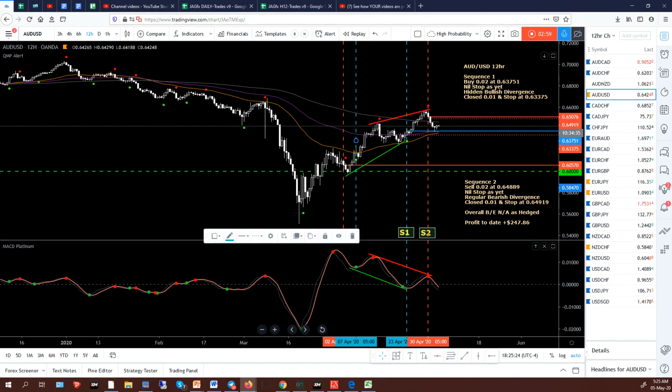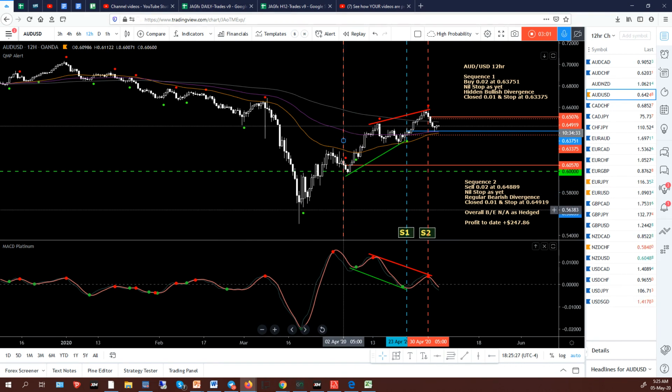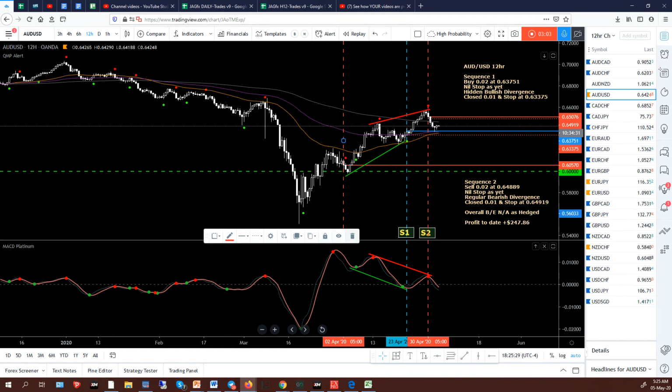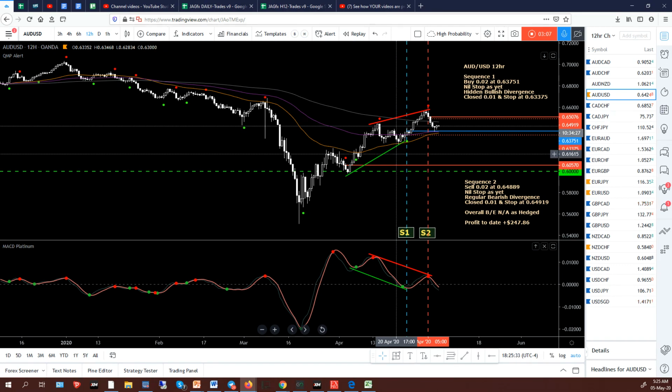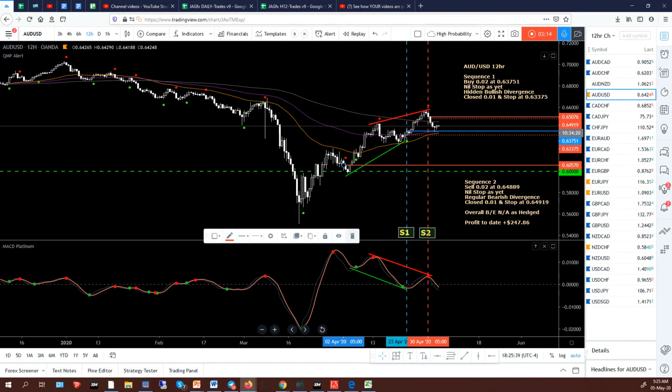That green horizontal dash line you see on the chart is just a big number, 0.600. I just draw them on the chart every now and then. Green trend lines are bullish divergence, red trend lines are bearish divergence. So that's no longer a part of it.